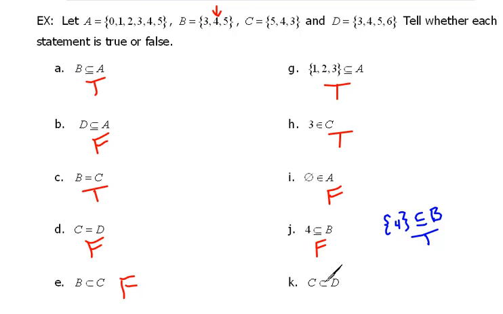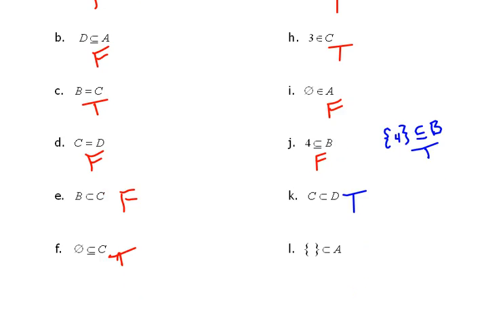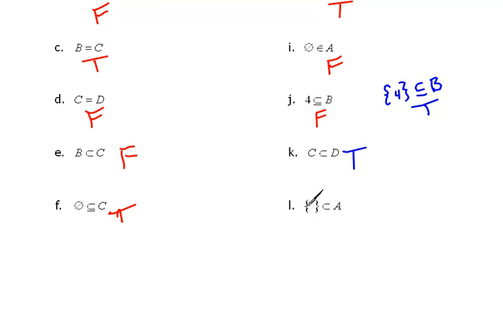Now, for the next to the last one here, we have C is a proper subset of D. Well, in order for that to be true, remember all of the things in C have to be a smaller portion of D. And that is true in this case. We could separate out these items and they would be a smaller portion. So that is true.